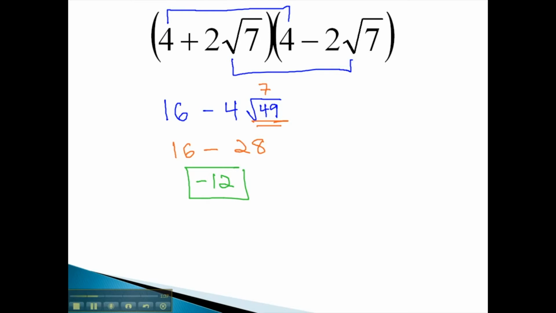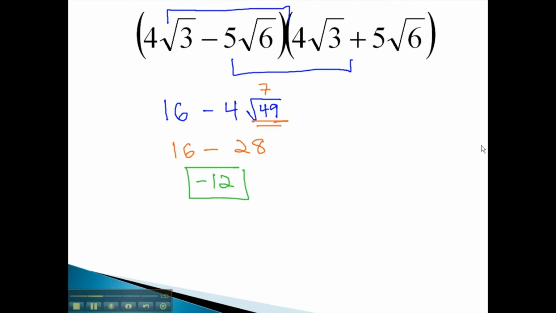Notice when we multiplied these conjugates together, we got an answer that had no radicals left in the expression. This property will be very useful to us on some future problems. In the meantime, let's try multiplying another set of conjugates together.